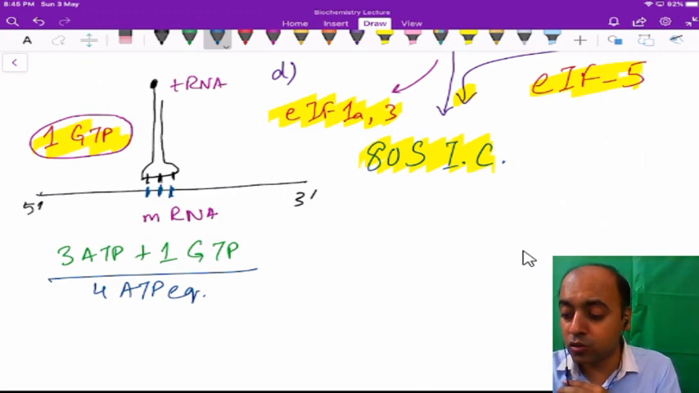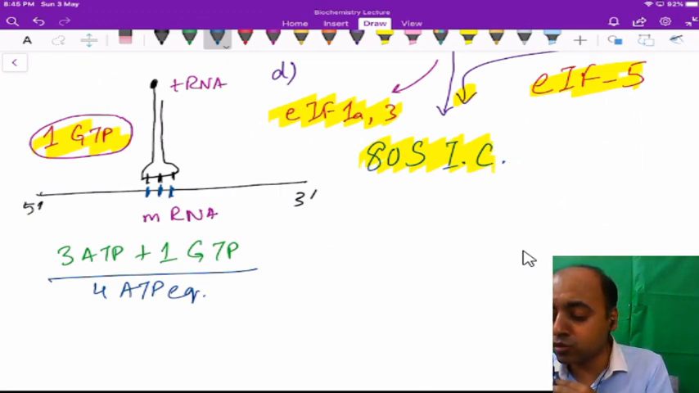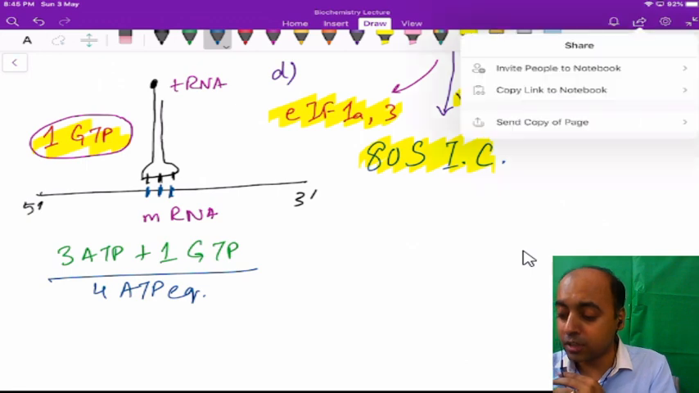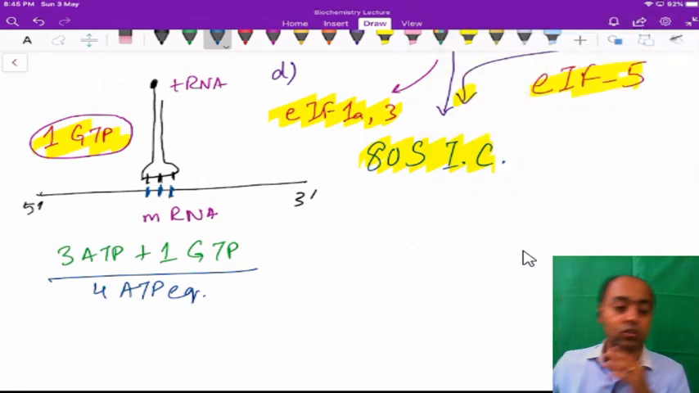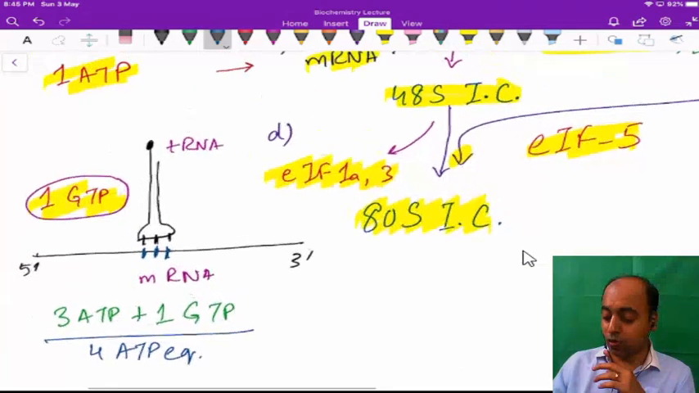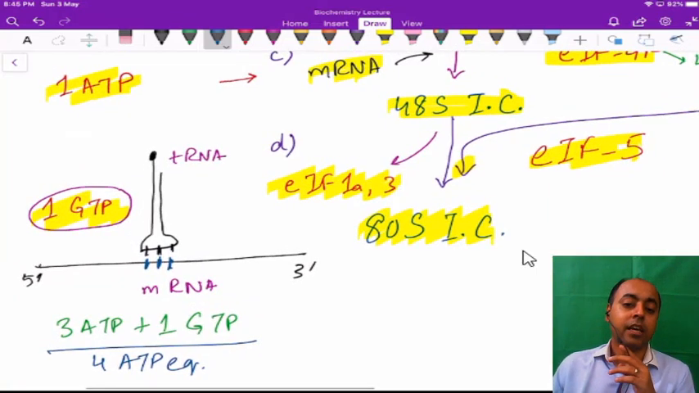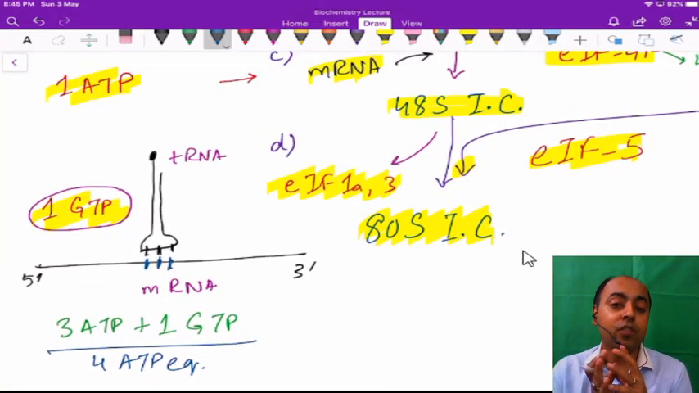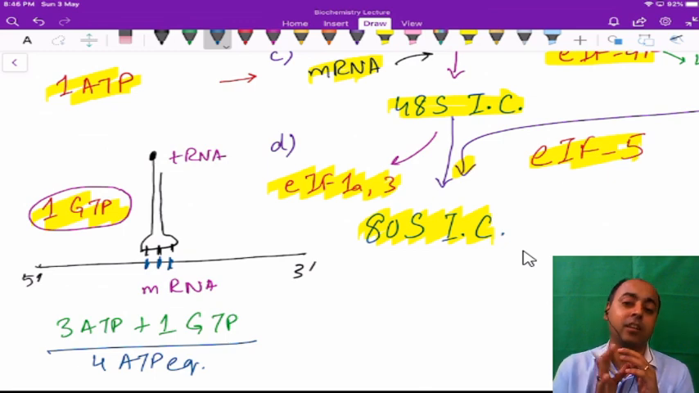So any of the two can be there in the option. You will have to choose accordingly what is given in the option. So initiation requires 4 ATP equivalent. Initiation is also the part of the translation which is regulated.